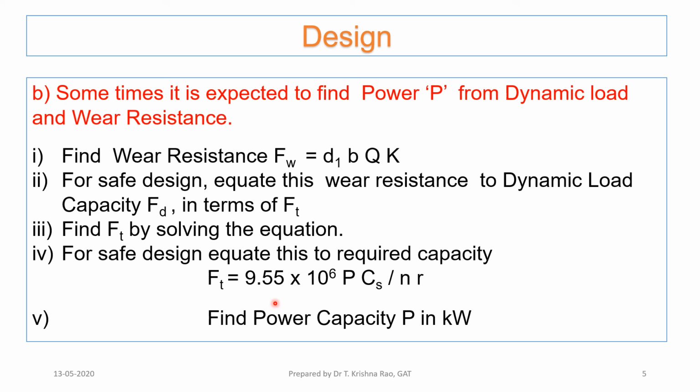So power can be asked to calculate from the strength point of view, in which case we find the Lewis equation Ft, substitute in our regular Ft equation, and find the power. If you have to find the power capacity from the dynamic and wear load capacity, first find the wear load, then equate that to the dynamic load in terms of Ft, solve for the tangential tooth load capacity Ft, then from this Ft equation we find the power capacity. These are the two types. They may ask sometimes neither type 1 or type 2, and we have to solve the problems.